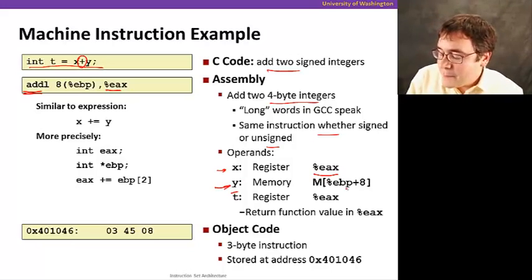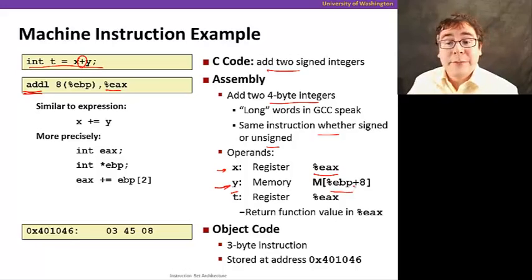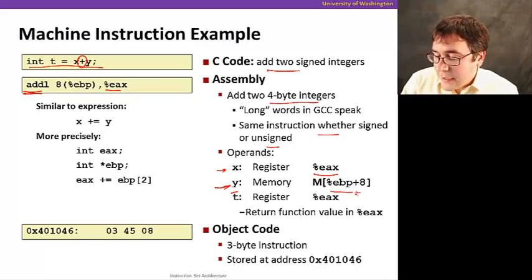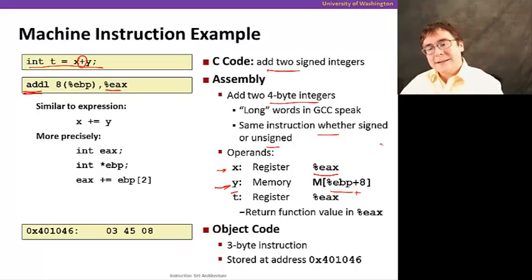It's located in the memory that is represented by the contents of register EBP, which is the stack base pointer, plus 8. So using this expression, you're telling the processor that one of the other operands in this addition happens to be stored in memory, and it's 8 bytes away from the address contained in register EBP.